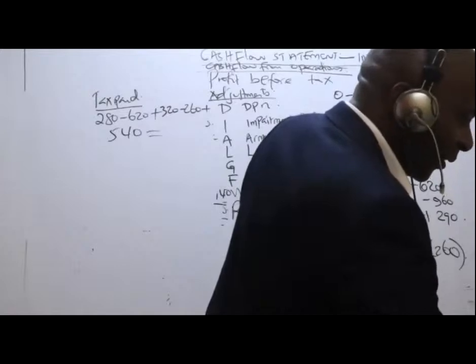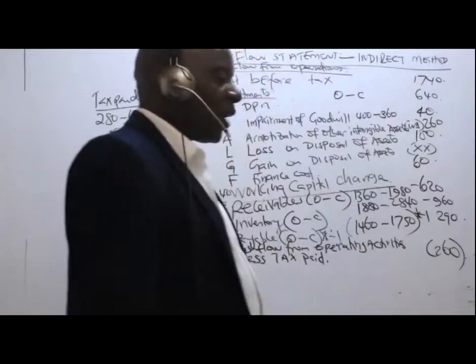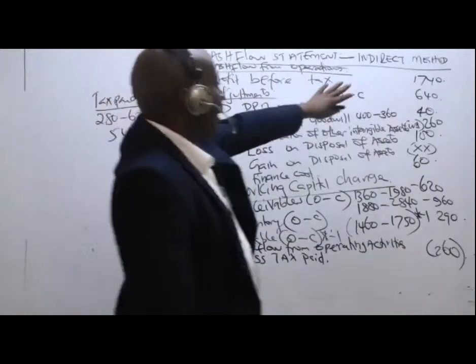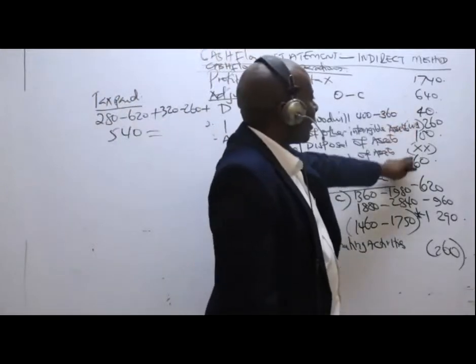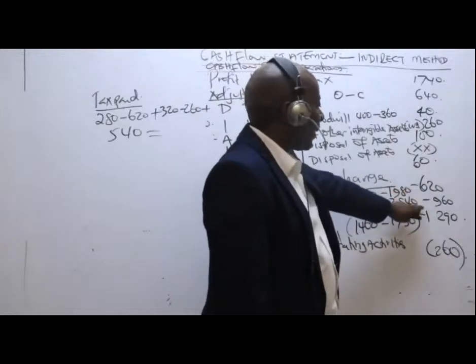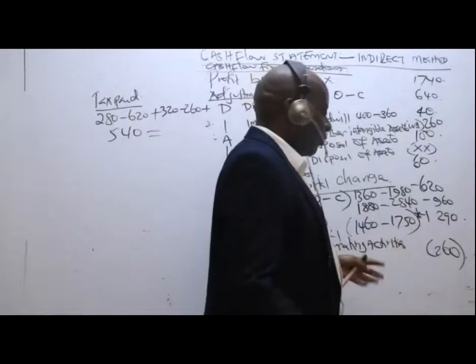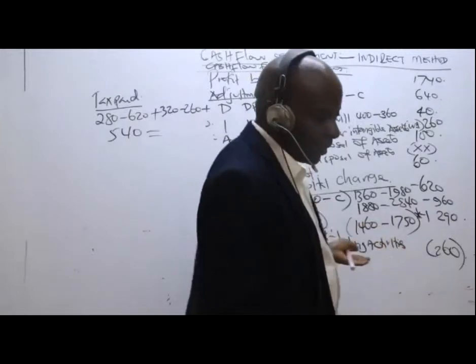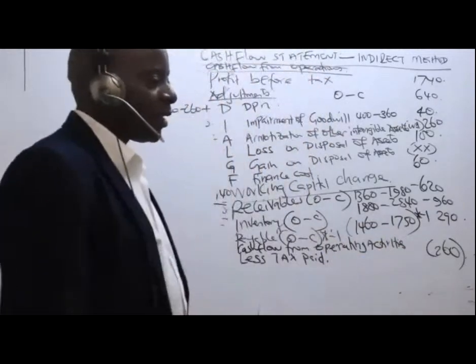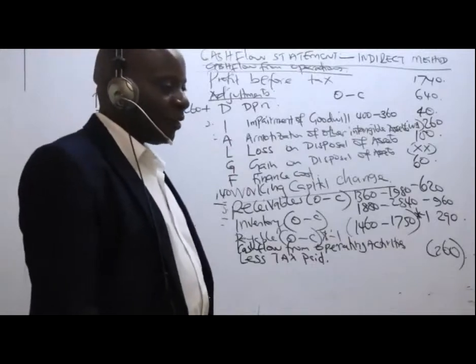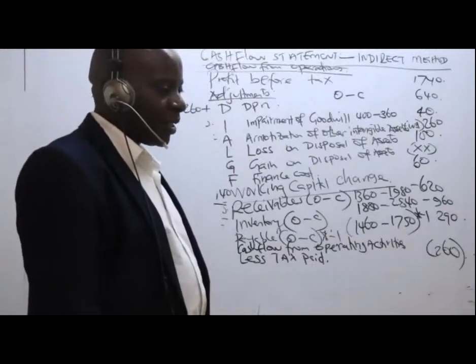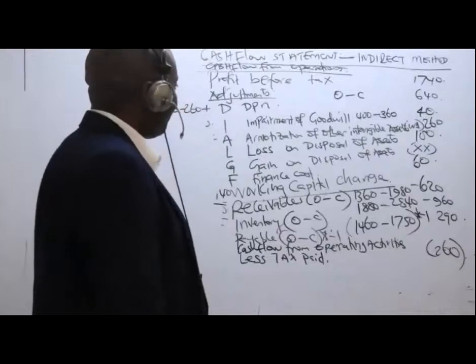So Valerie tells me 1290. You take 1740 plus a minus, plus 290. Tax paid, of course, has to be negative.